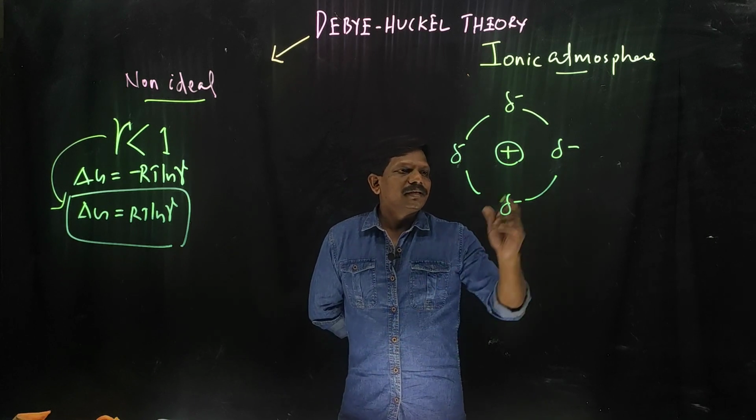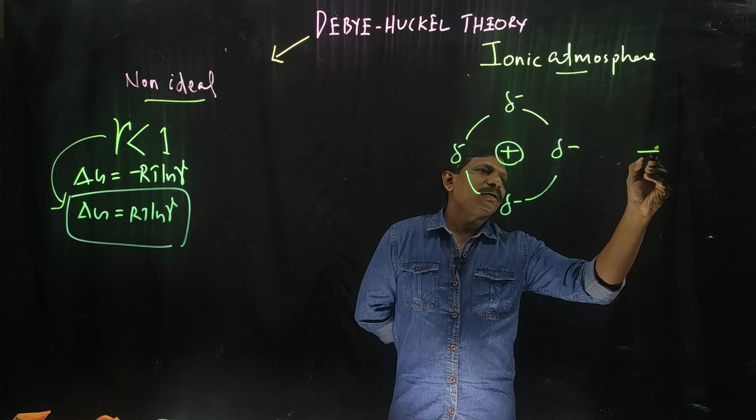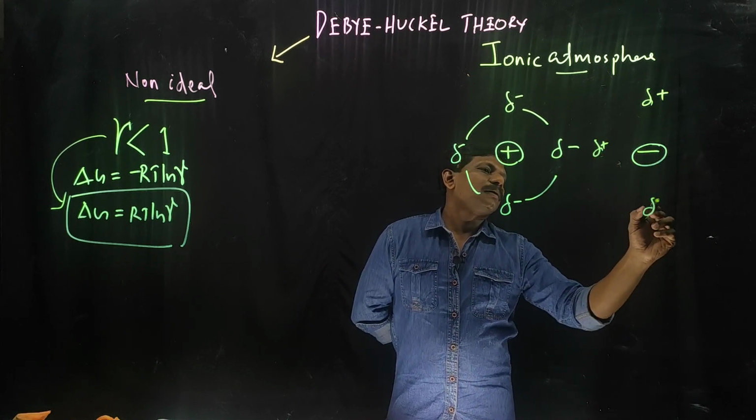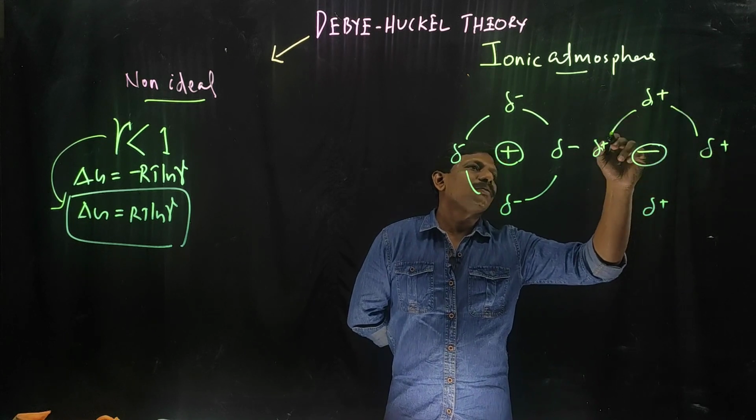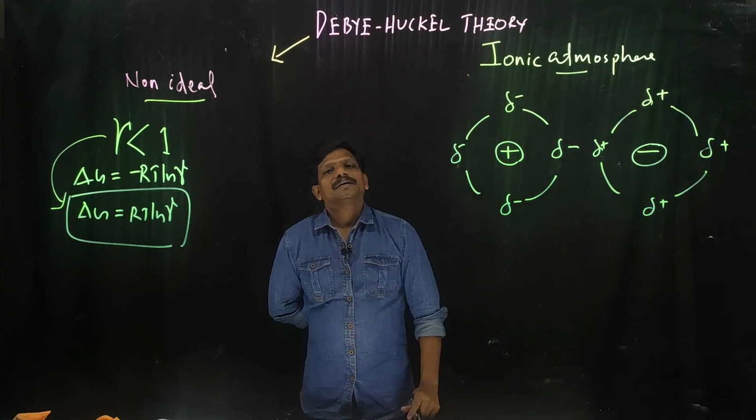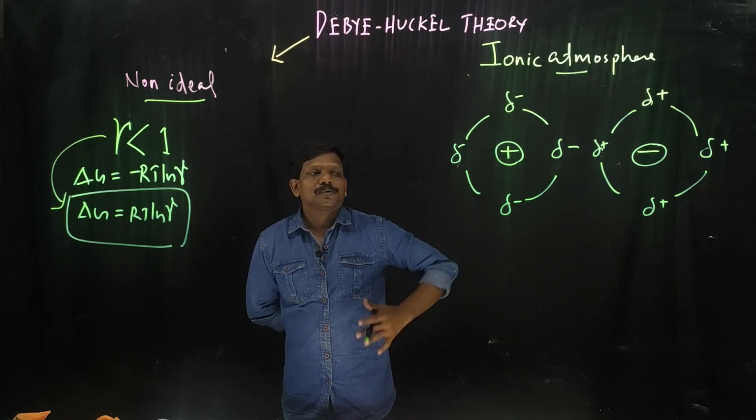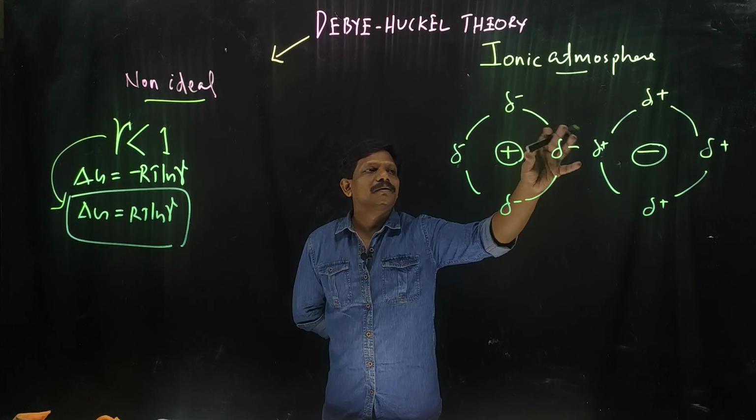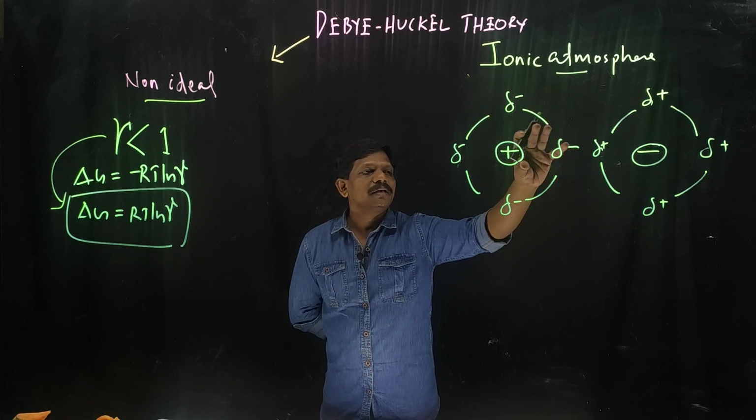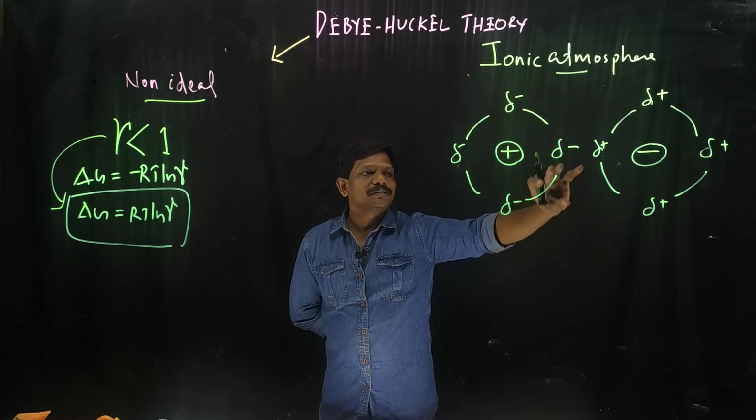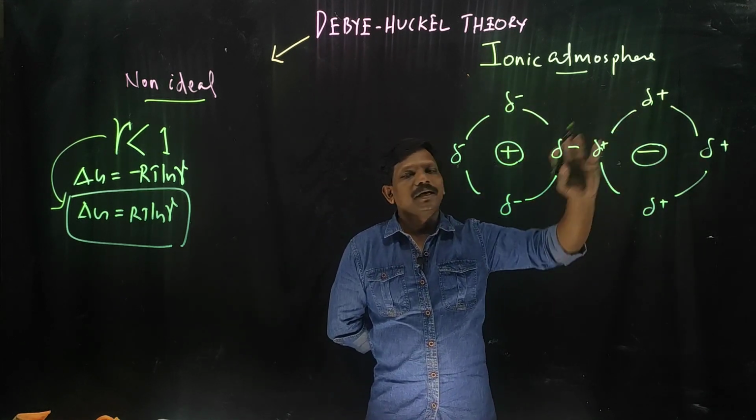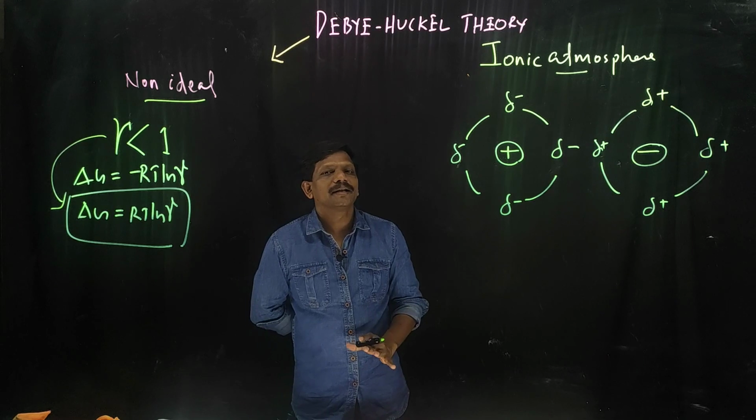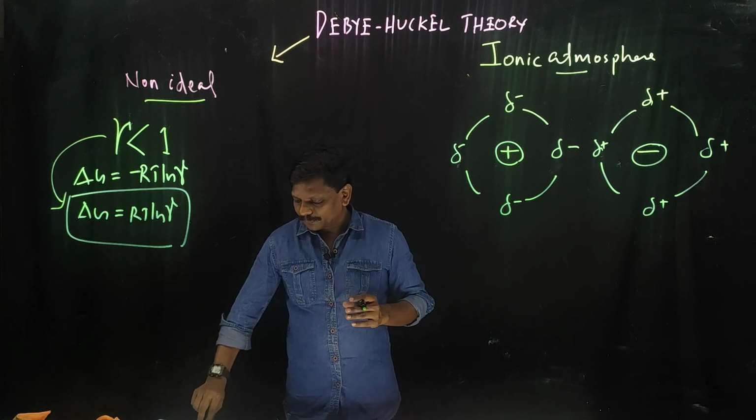Here you can also write for the next ion, delta plus, again delta plus. This is also another ionic atmosphere. So in the formation of the ionic atmosphere, this positive ion most probably encounters a negative ion, so it will form an ionic atmosphere. That is the reason for the stability of this non-ideal system, or the stability of the electrolyte.